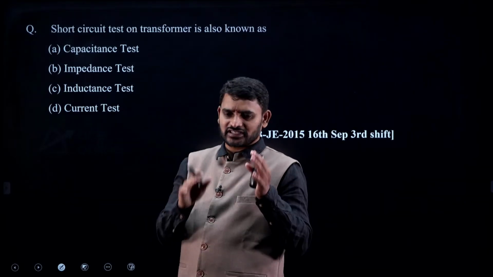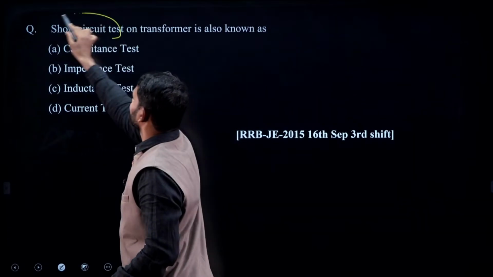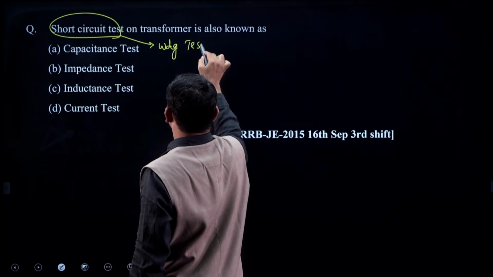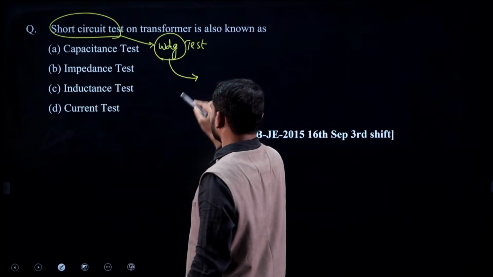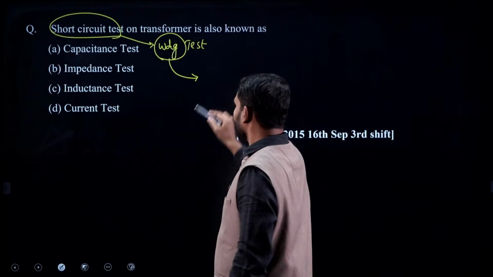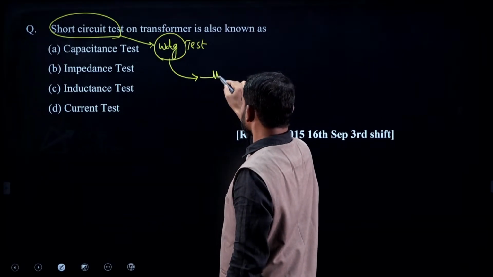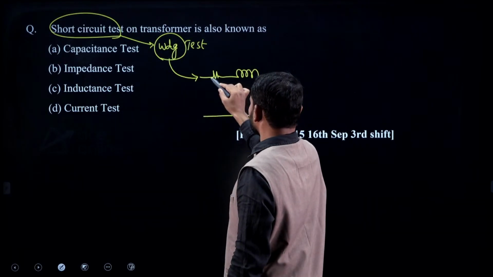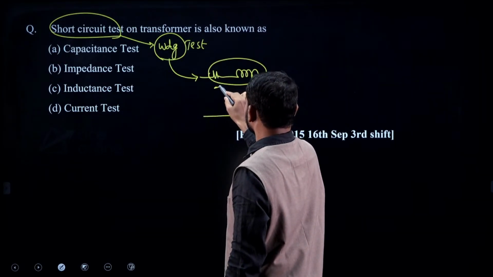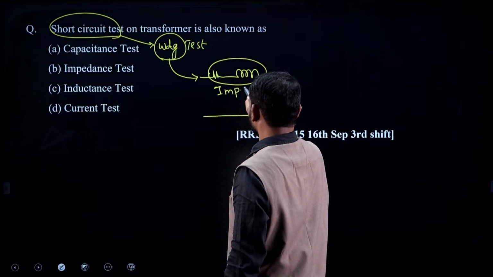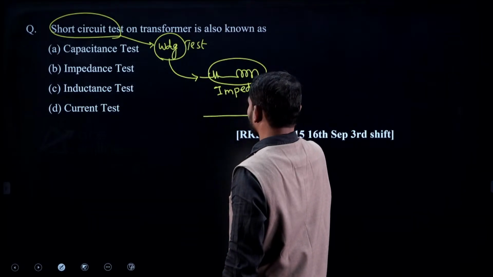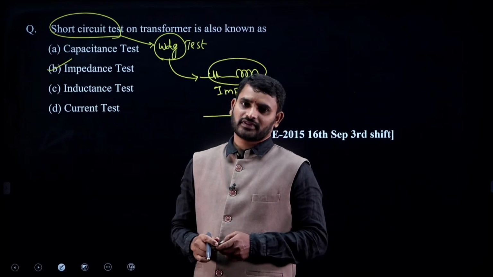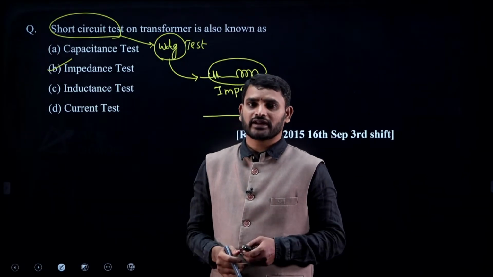What will the winding have? Generally, how is the winding represented? In electrical terminology, winding can be represented with resistance and reactance. Together, you can call it impedance. That is why this test is also called the impedance test, because you will find the winding parameters at the end of the day.